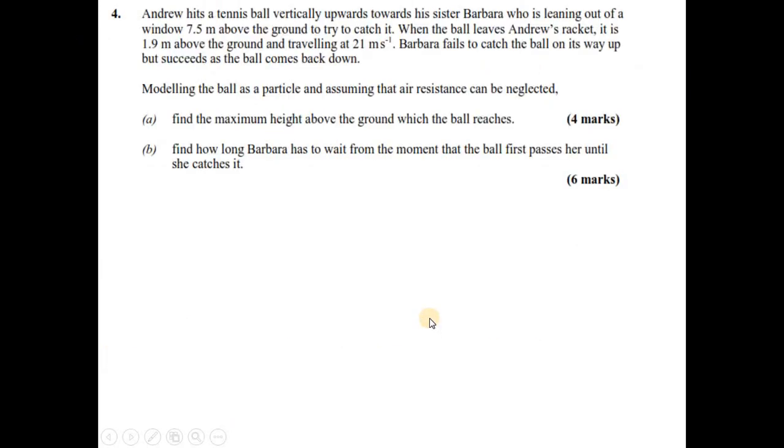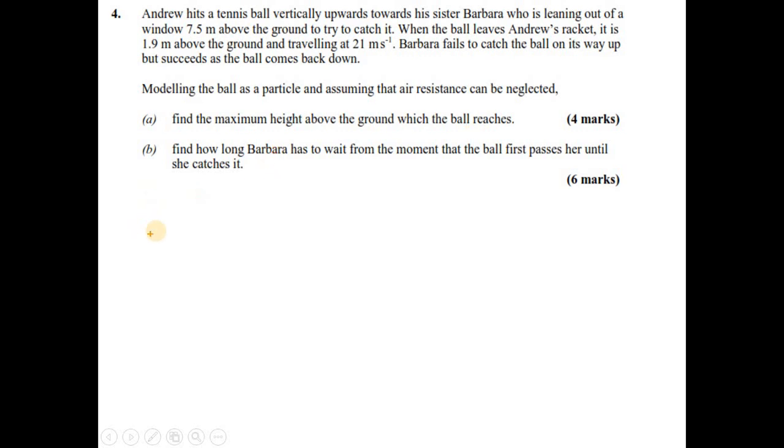Question number 4. Andrew hits a tennis ball vertically upward towards his sister Barbara, who is leaning out of a window 7.5 meters above the ground to try to catch it. When the ball leaves Andrew's racket, it is 1.9 meters above the ground and traveling at 21 meters per second. Barbara fails to catch the ball on its way up, but succeeds as the ball comes back down. Modeling the ball as a particle and assuming the air resistance can be neglected, find the maximum height above the ground which the ball reaches.